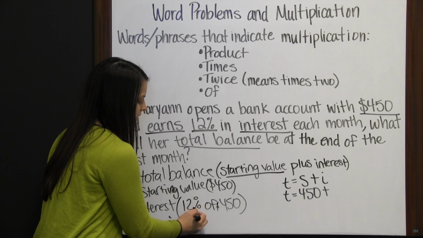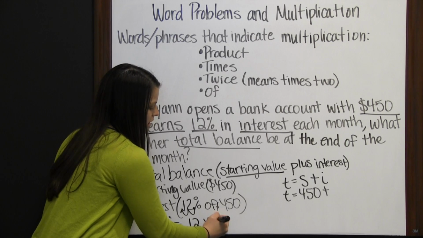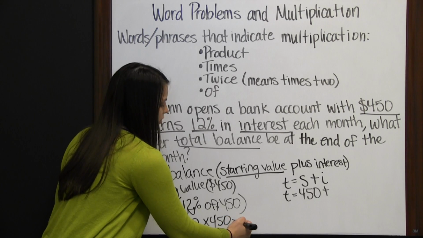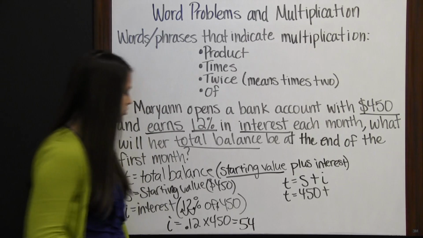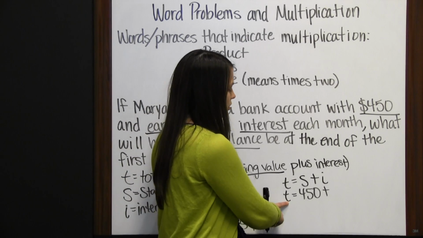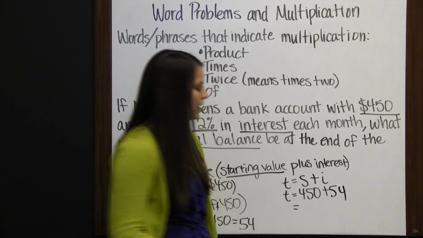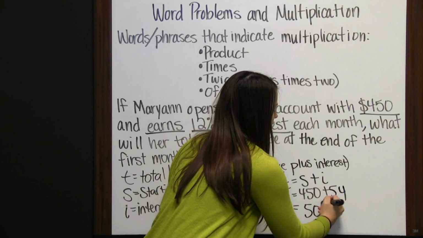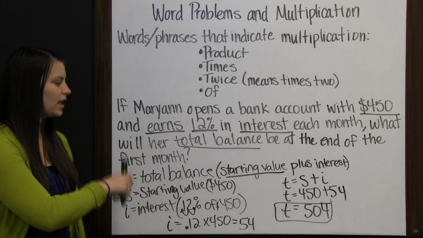But first we're going to change our percent to a decimal. So we move our decimal 2 places to the left. So we get 12 hundredths times 450 as our interest. And 12 hundredths times 450 is 54. So our amount of interest that we earned in that month was $54. Therefore, our total amount is $450 plus $54. And then we just add those two amounts together. Therefore, our total amount is $504. And that's how much money we have after 1 month.